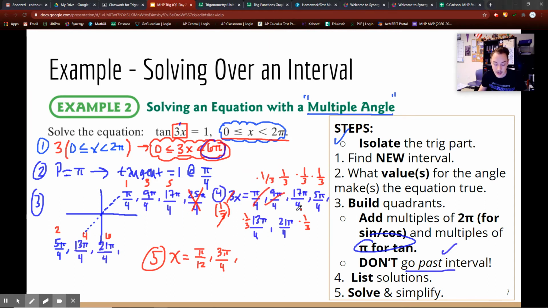Now let's go here, 17 pi over 4. Well, 17 pi over 4 times 1/3 is 17 pi all over 12. What about 5 pi over 4? Same thing. 5 pi over 4 times 1/3 is going to be 5 pi all over 12. 13 pi over 4 times 1/3 is going to be 13 pi all over 12. And then 21 pi all over 4 times 1/3. Well, that becomes 7 because 21 divided by 3 is 7. So 7 pi all over 4. That's my last answer, 7 pi all over 4.